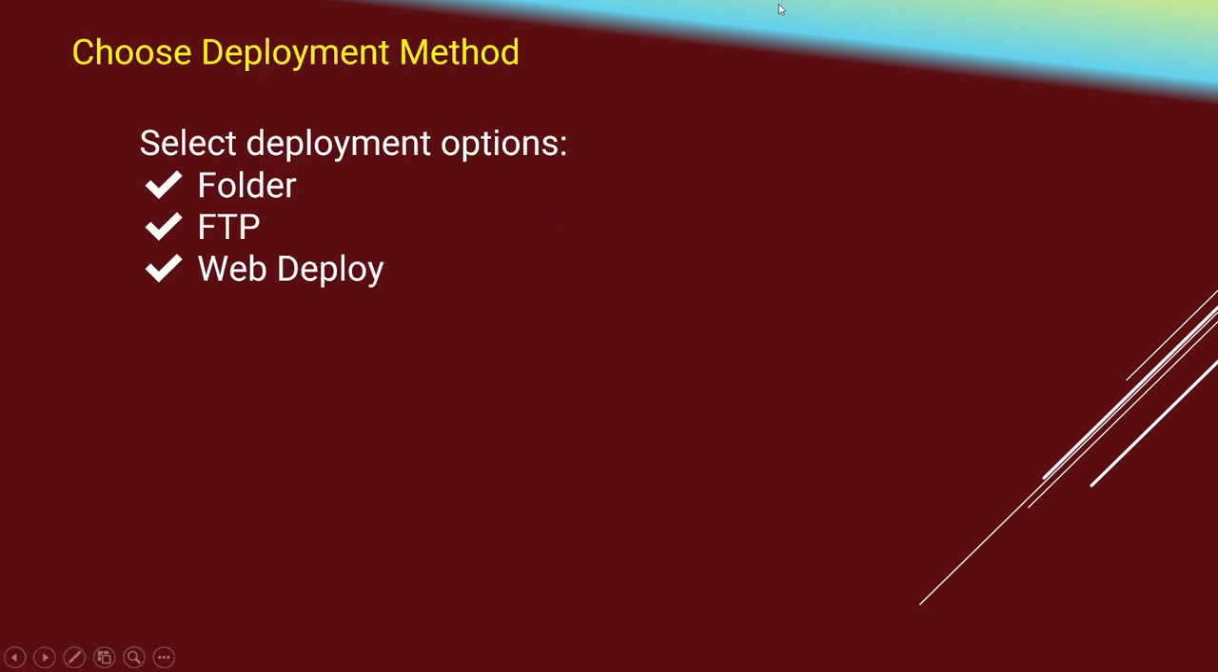Next, you will need to choose how you want to publish your site. You can select one of the three options: folder, FTP, web deploy. Folder: publish the files to a folder on your local machine for manual upload. FTP: directly upload to your web server via FTP. Web deploy: a more advanced option for pushing to a web hosting server. For now, we will focus on FTP and folder publishing as they are the most common options.